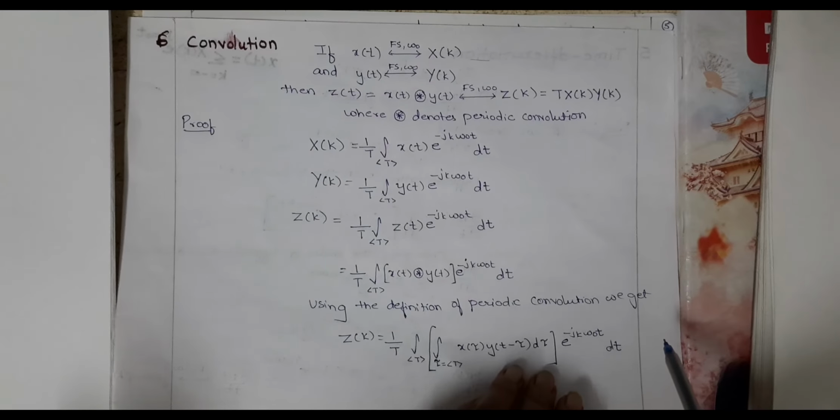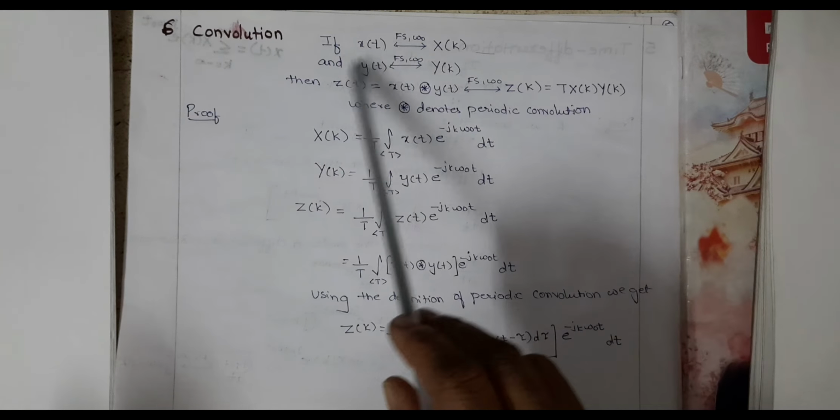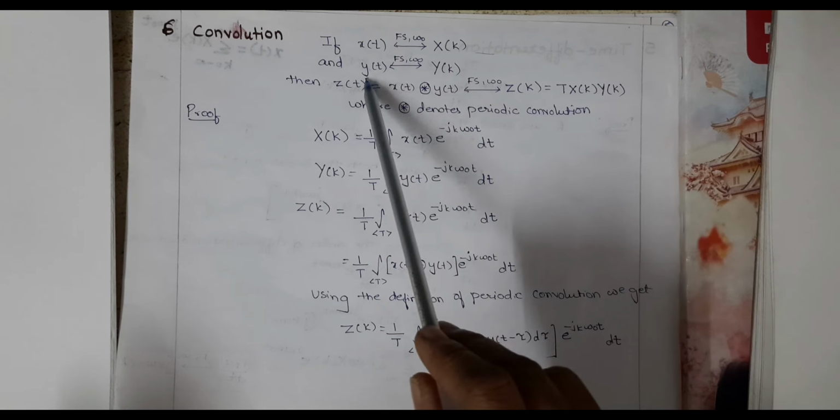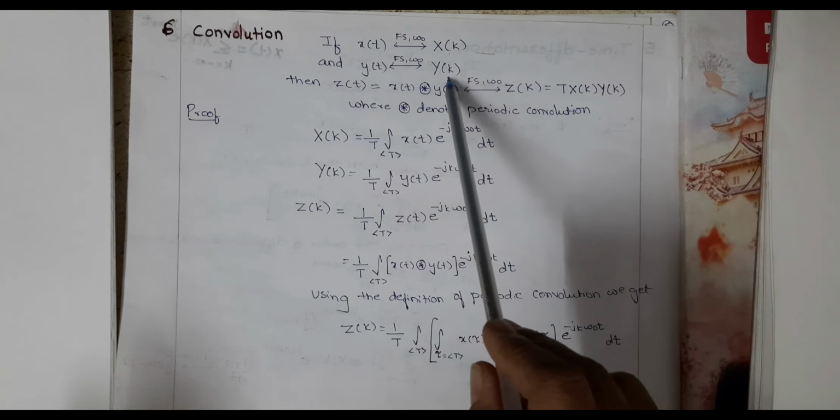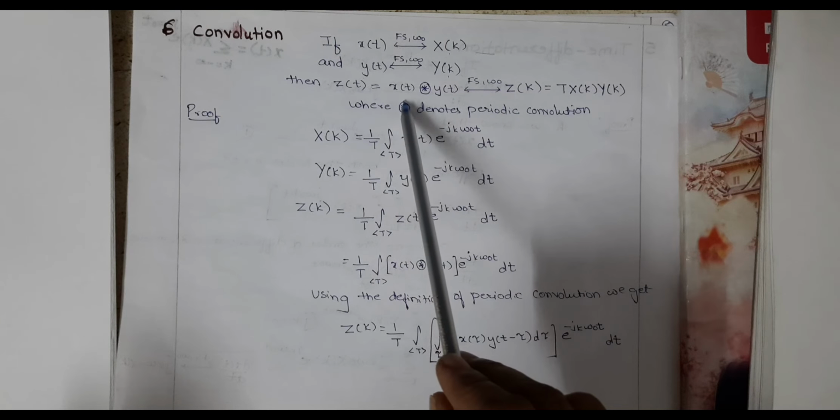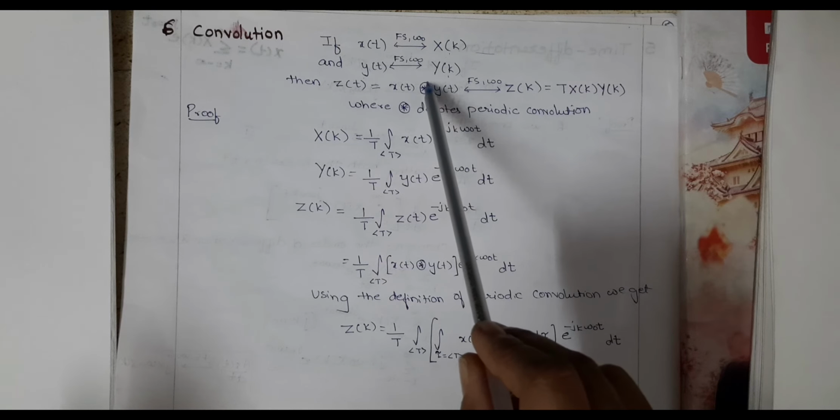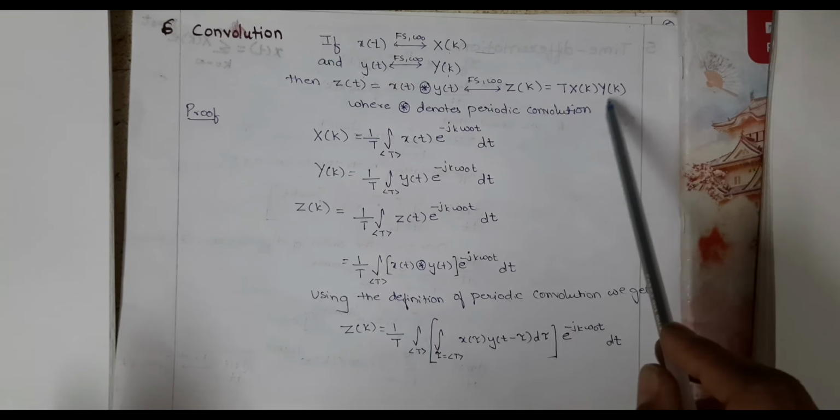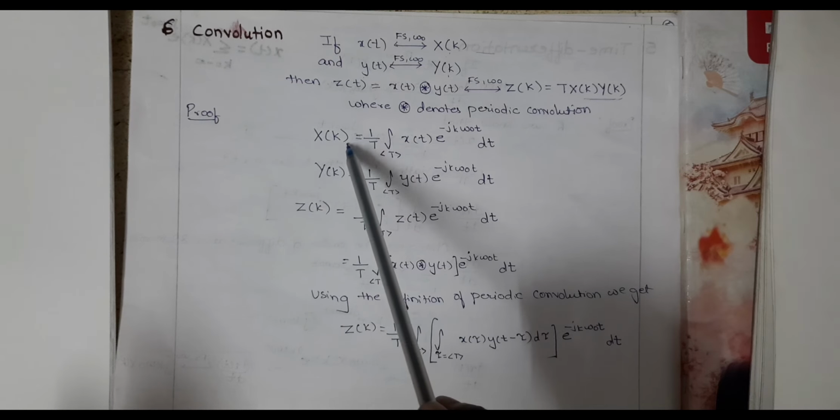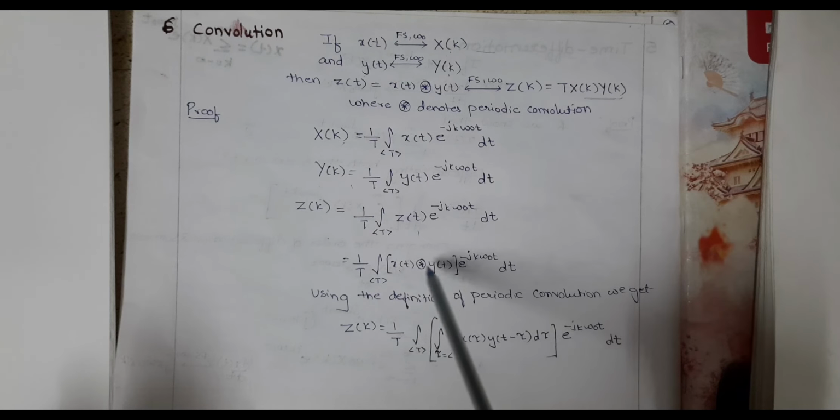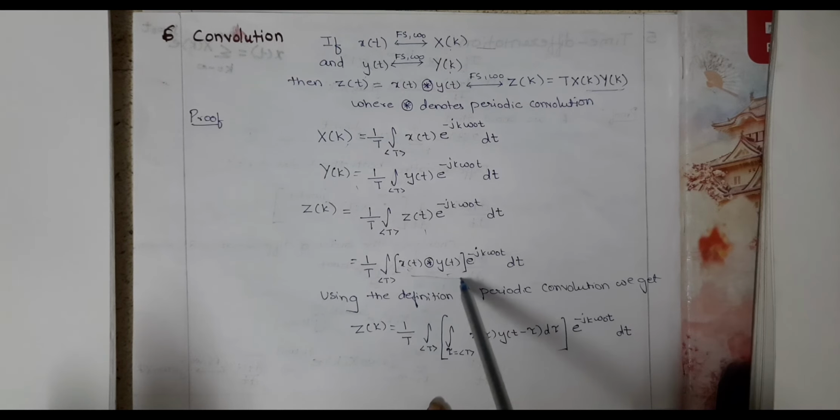Now we'll see the next property, convolution property. If x of t's Fourier series coefficient is x of k, and y of t's is y of k, then z of t is equal to x of t convolved with y of t, this is the convolution symbol, an asterisk in a circle, and z of k is x of k times y of k. So that will become multiplication. So we know x of k and y of k, z of k is this one, and convolution of these two signals we are taking. Then the convolution formula is defined here: integral of x of tau y of t minus tau d tau.